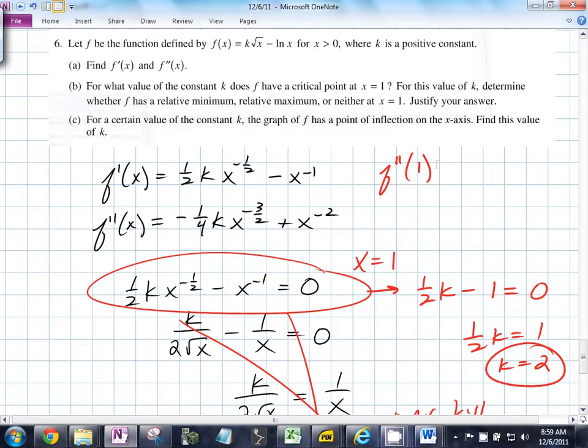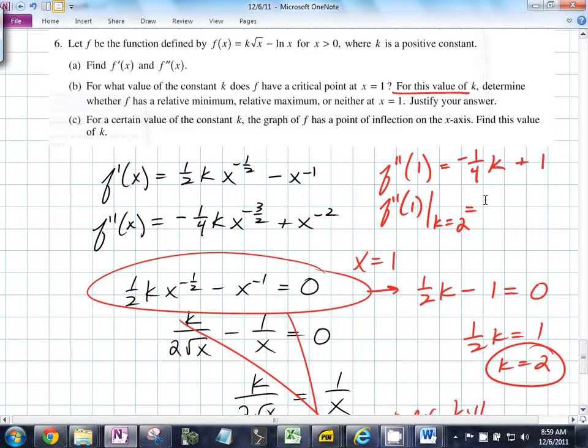Well, hold on. I'm not putting in k yet. Negative 1/4 k plus 1. Are we supposed to make k 2? For this value of k, yes, we will. But we'll do one thing at a time here. So what is f double prime at 1 when k is equal to 2? That's negative 1/2 plus 1. And we want to know if that's positive or negative. That is positive. That's greater than 0.